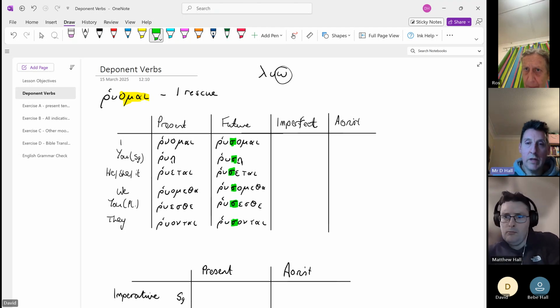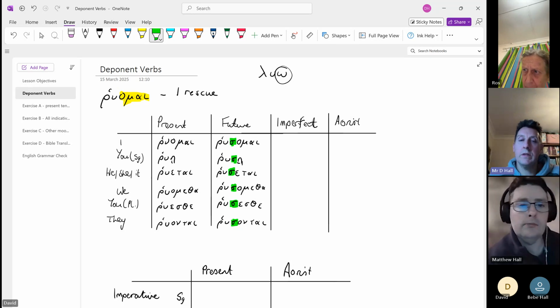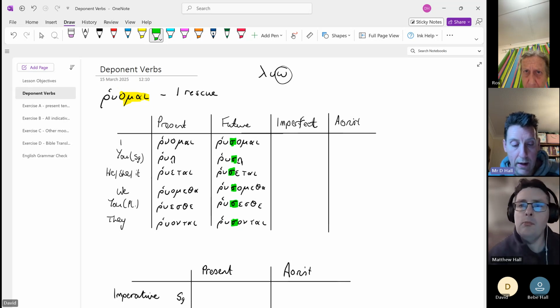So just like we did with luo, when we had the endings for the present tense, we just inserted a sigma in. So we had a new set of endings with the sigma, which indicate the future. So we have the same with these deponent verbs. So they act in that sense in the same way, just have their own endings, right?